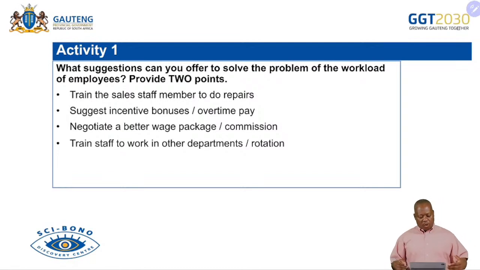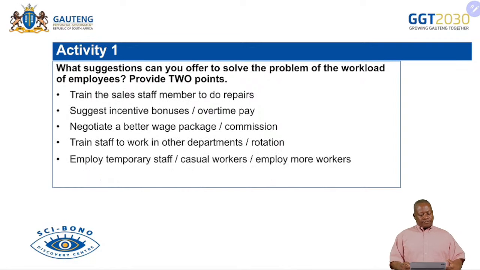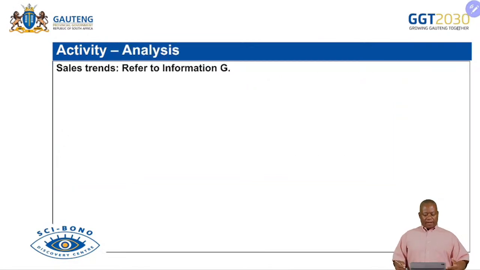Workers to work in all departments. And then employ temporary staff members, all casual employees, or maybe employ more workers when there is more work. Find a way. This is what was expected of us.